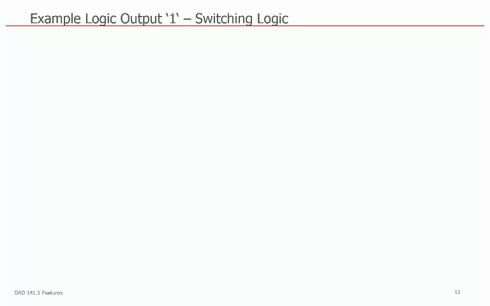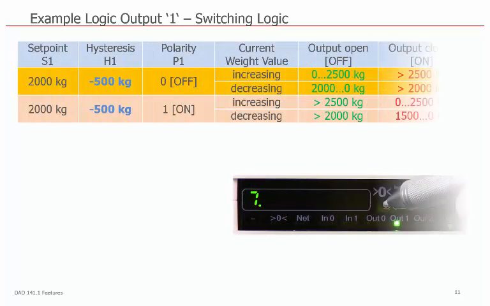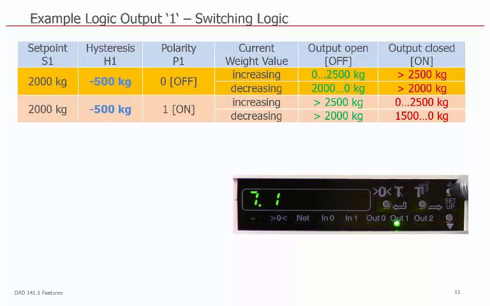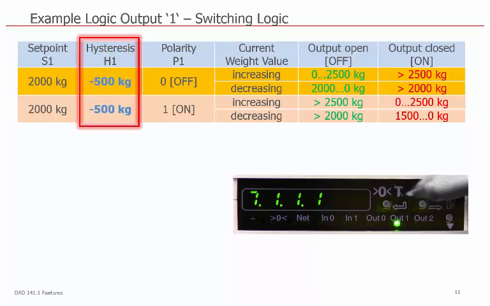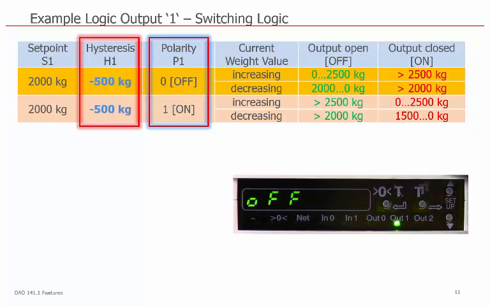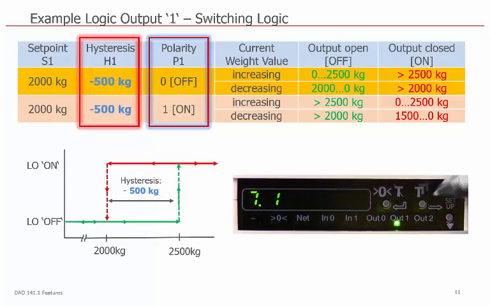Example for output 1, switching logic. The table shows the output status. The set point is set to 2000 kilograms. The hysteresis is minus 500 kilograms. The polarity setup can be on or off. The current weight values increase or decrease in our examples. The output status for polarity 0, off, is shown in the left graph.